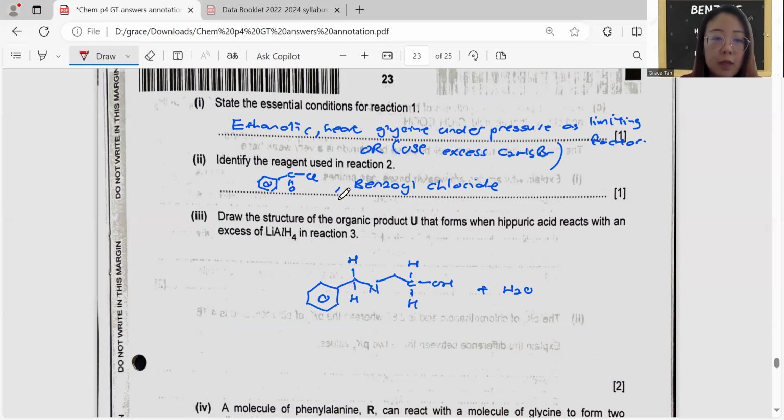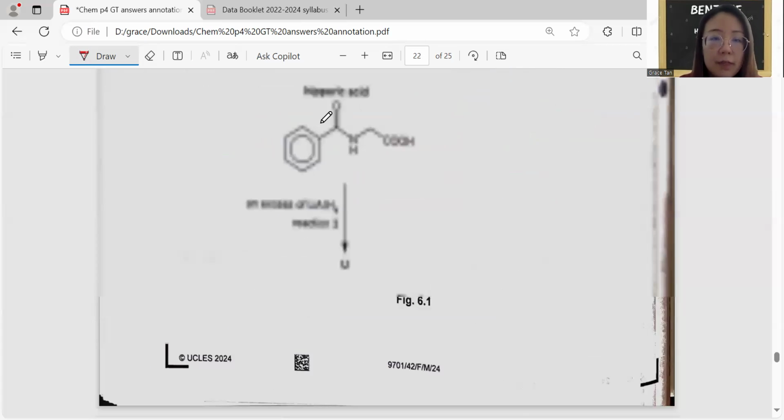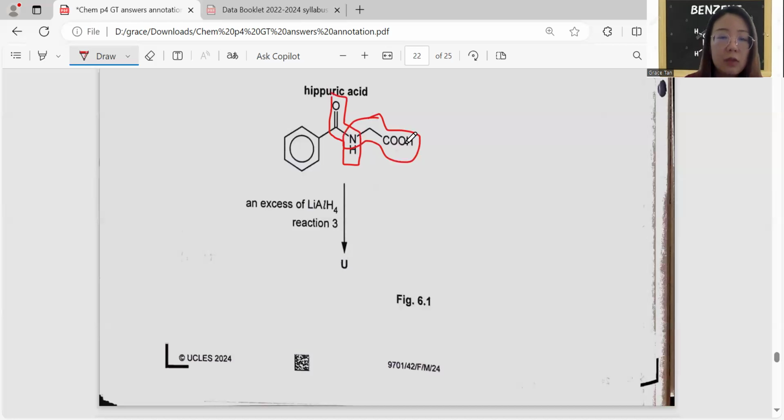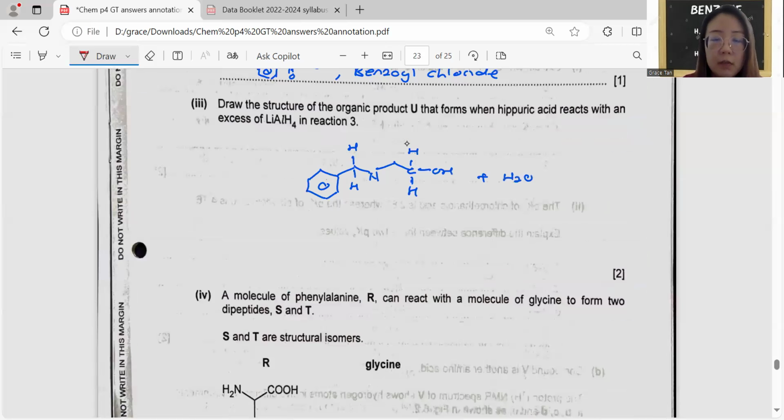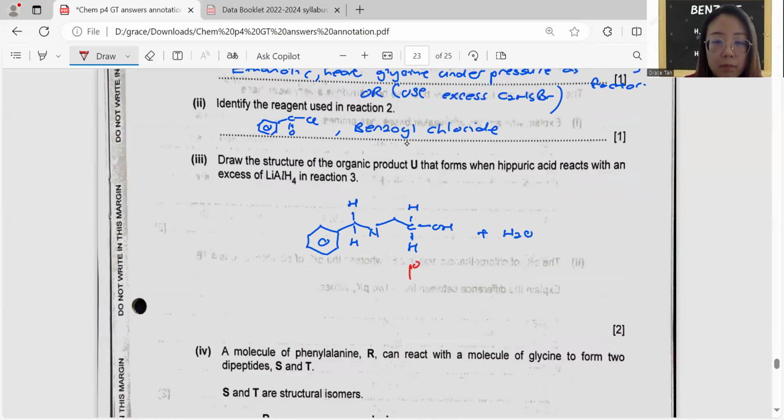Now number 3, draw the structure of the organic product U that forms when your hippuric acid reacts with an excess LiAlH4. If you look at this acid here, with LiAlH4, you need to reduce the amide. So yes, reduction of amide occurs here. But did you also realize that carboxylic acid can also be reduced using LiAlH4? When you reduce carboxylic acid, it will form primary alcohol. And when you reduce your amide, it becomes an amine. So the oxygen here came out as H2O. So this is my answer.